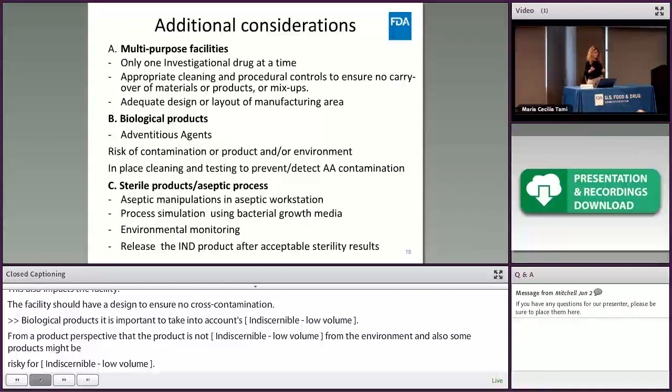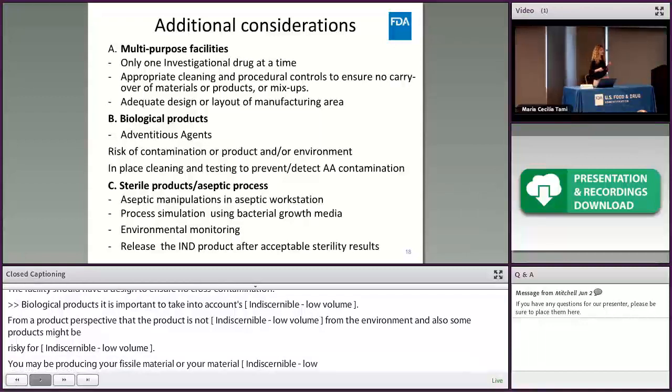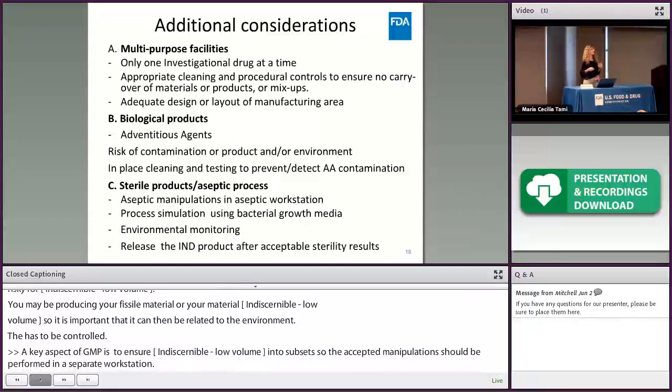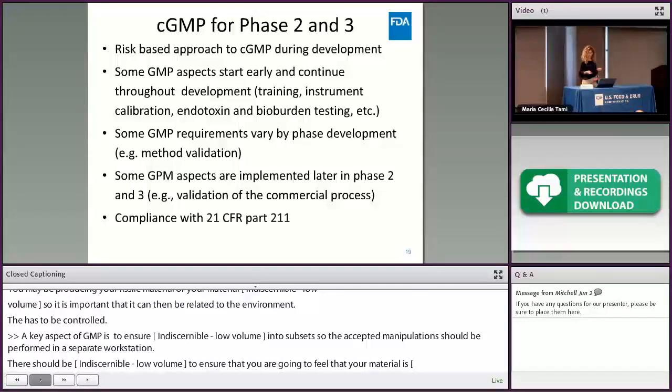And a very key aspect of GMP for parenteral products is to ensure sterility. This product is phase 1, but it's going to go into human subjects. And so the aseptic manipulations should be performed in aseptic workstations. There should be media fills, process simulation using bacterial growth media, so that we ensure that your material is going to be sterile. Environmental monitoring for the same purpose, and then the material should only be released after sterility testing is completed and it's negative for growth.